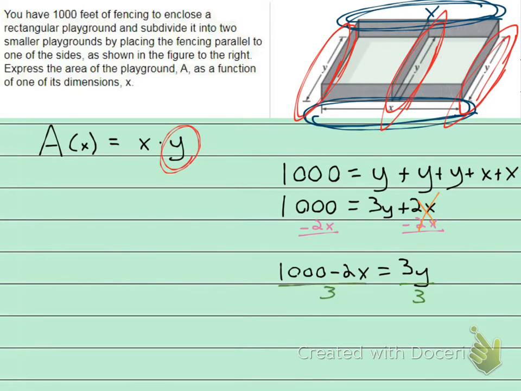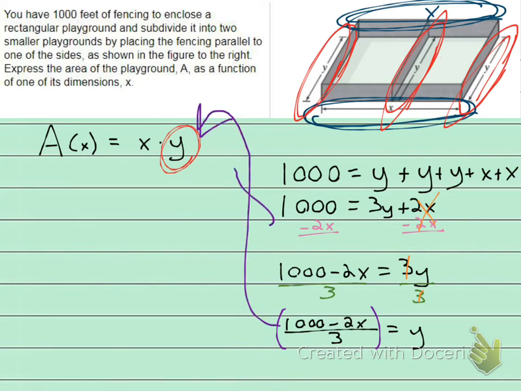So now I have that 1,000 minus 2x divided by 3 equals, and over here you see 3 over 3 is just 1y. So I now know what y is in this equation on the right. And I'm going to take that and I'm going to plug it in right here into the other equation.